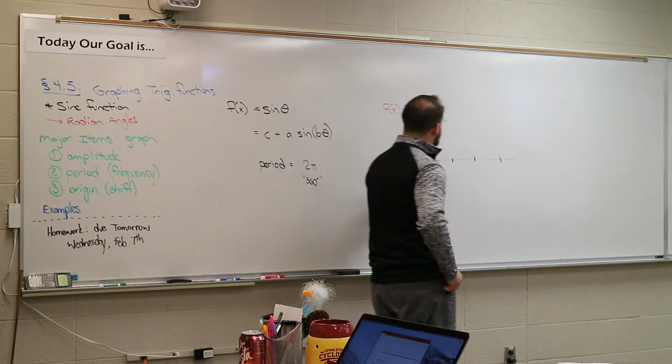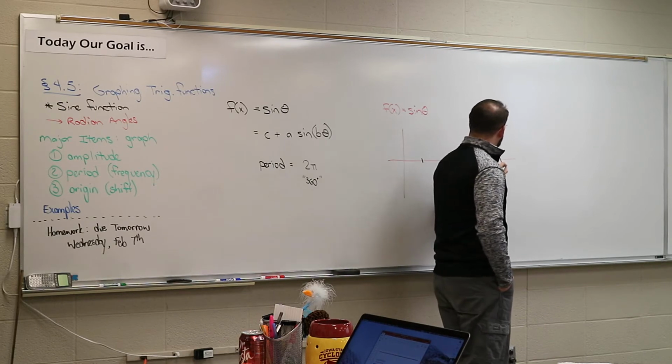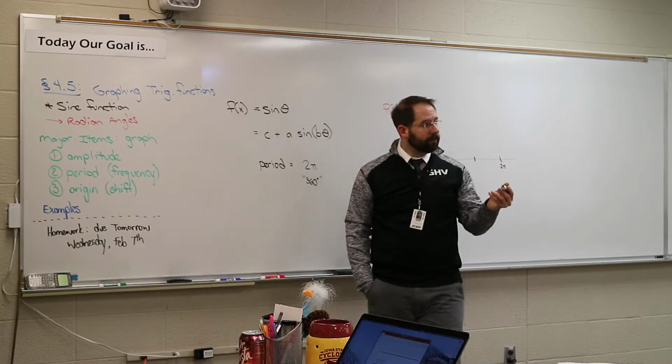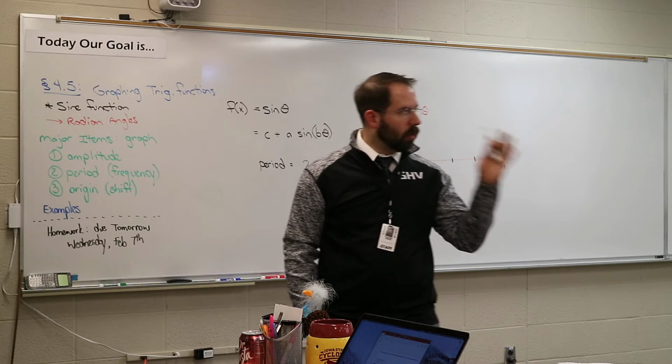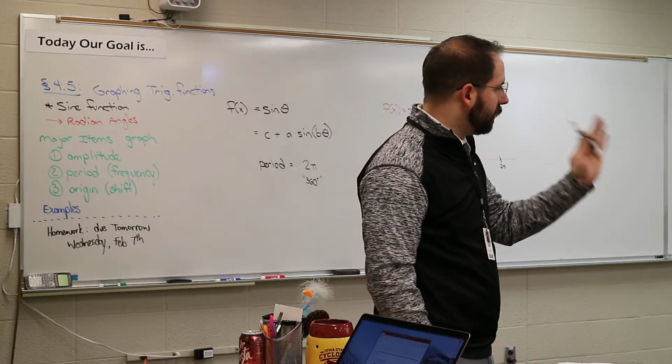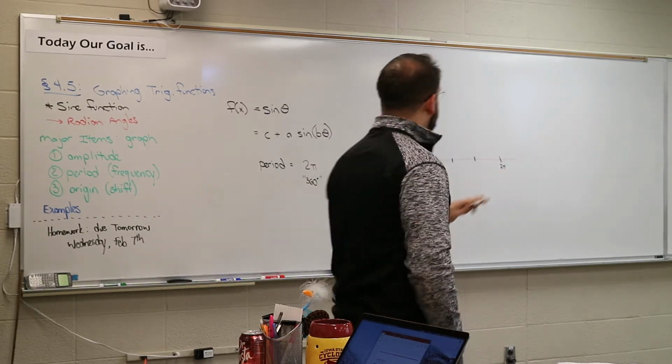So the 4th hash mark down the road is 2 pi. Okay? Does everyone understand that? It's one full picture, ends at 360. Then it will just repeat the picture over. Okay?